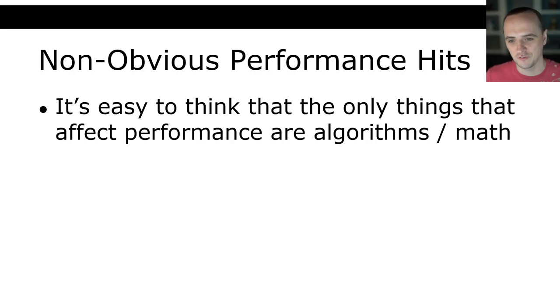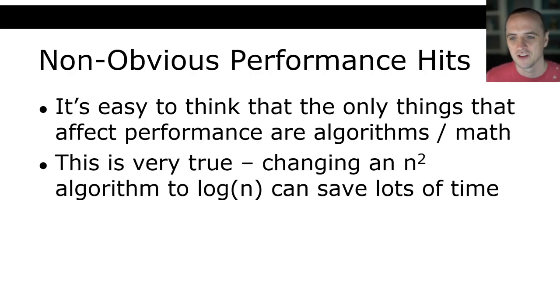So this is a fourth year computer science course, and this lecture is going to teach you that everything you've learned so far in computer science has pretty much been a lie, and almost the only thing that matters is cache coherency. However, that was a bit of a joke, but it is very true that if you take an n squared algorithm and you change it to log n, you can save a ton of time, right?